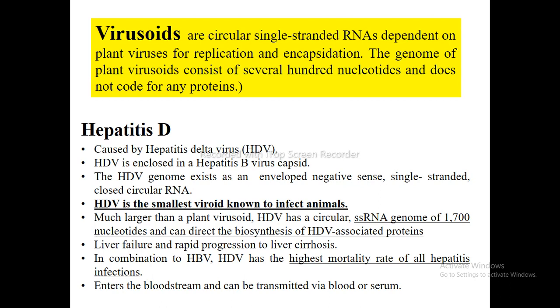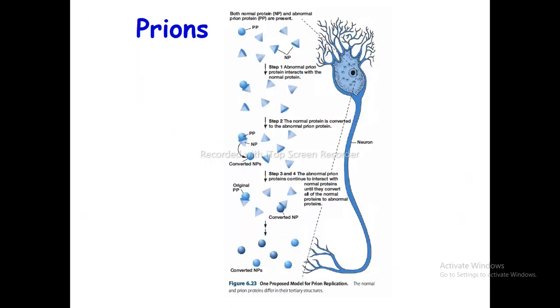Infection with this viroid results in liver failure and rapid progression of liver cirrhosis. In combination with HBV, HDV has the highest mortality rate of all the hepatitis infections known. This enters the bloodstream and can be transmitted via blood or serum.